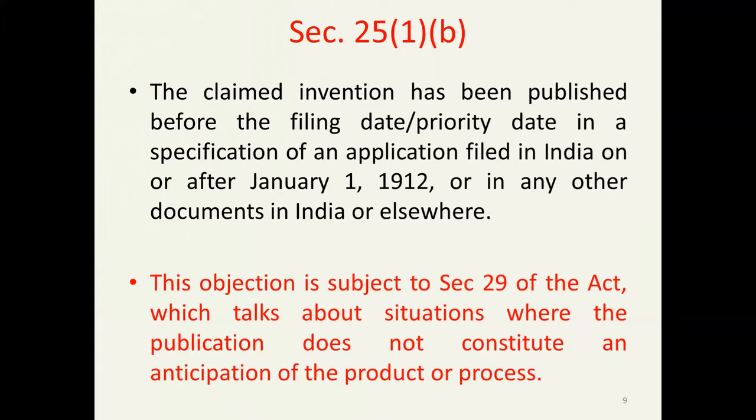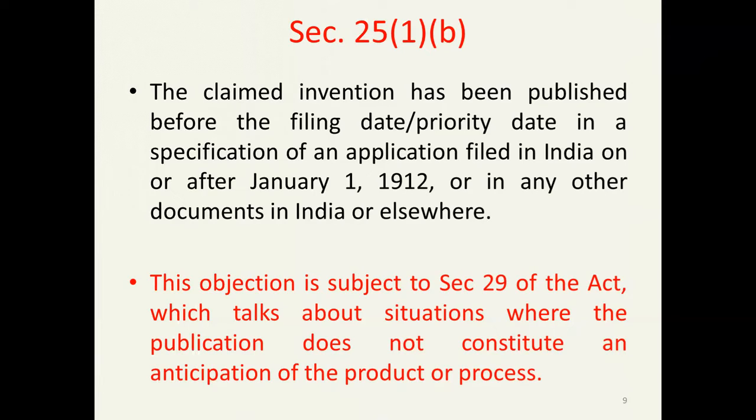This is the second ground in which any person can come and oppose any other applicant from getting a patent, if that technology is available in a public prior publication, that is, in any public published document. It is available before his date of filing, then this ground can be utilized for opposition. But this ground is subject to the provisions of section 29.